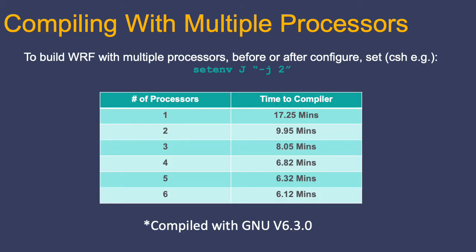Before compiling, I do want to point out that if you do have access to multiple processors, you can choose to compile the code with more than a single processor by setting -j as is shown here. This particular command indicates we are requesting to use 2 processors.